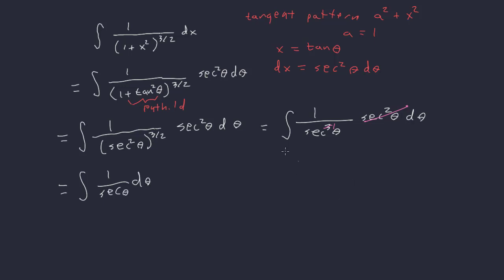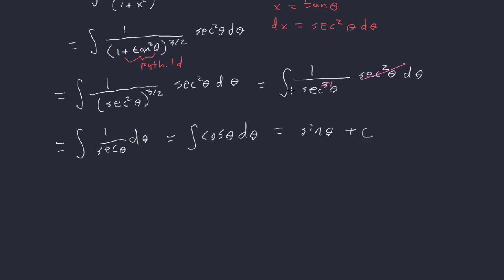Now you might think, oh my god, this is terrible. A 1 over secant theta, how in the world are we going to deal with that? Or you might be saying that if you forgot that secant is just 1 over cosine. So 1 over secant is just cosine. So we broke this down now into just the integral of cosine theta d theta. And that's going to give us sine theta plus c.